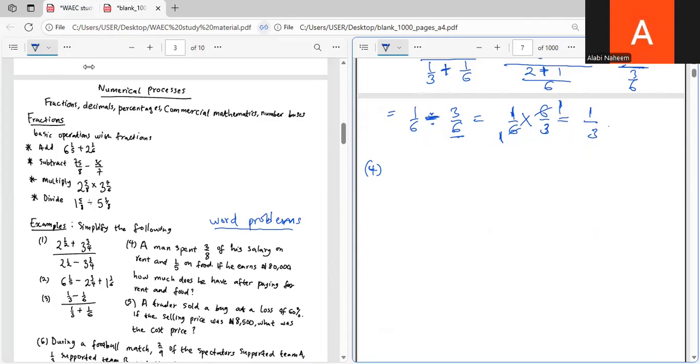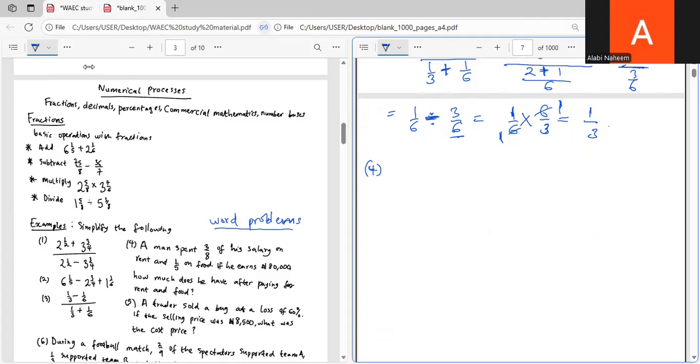The first one we have here: a man spends 3 over 8 of his salary on rent, and 1 over 5 on food. If he earns 80,000 naira, how much does he have after paying for rent and food?